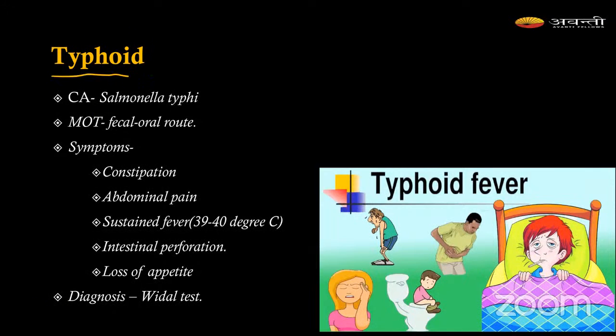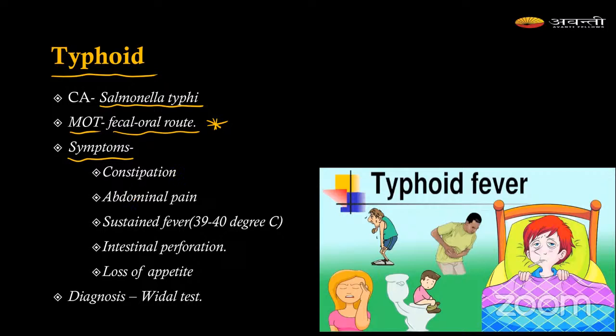Which is the causative agent for typhoid? Can anyone tell me? Yes, Salmonella typhi. How is it caused? It is caused through the fecal-oral route. Students, this is very important because in the exam they may ask you like this: typhoid is caused by droplet infection or through fecal-oral matter. So you have to remember that typhoid fever is caused through fecal-oral matter. Fine.